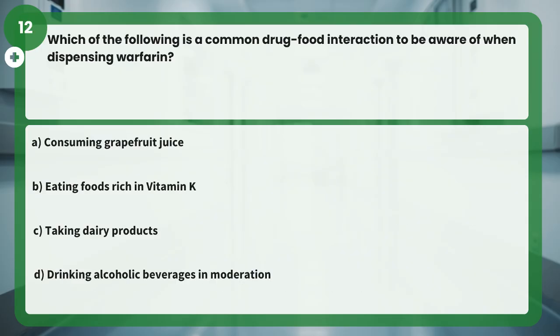Question 12. Which of the following is a common drug-food interaction to be aware of when dispensing warfarin? A. Consuming grapefruit juice. B. Eating foods rich in vitamin K. C. Taking dairy products. D. Drinking alcoholic beverages in moderation.